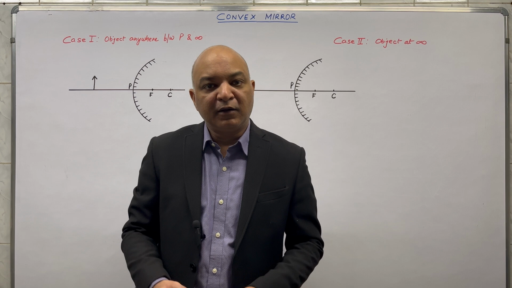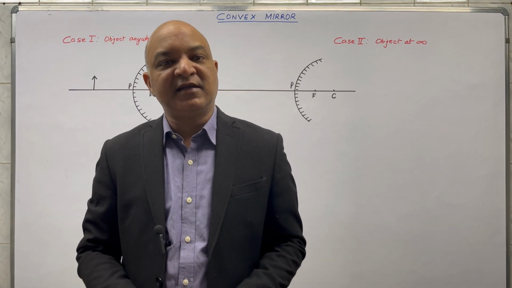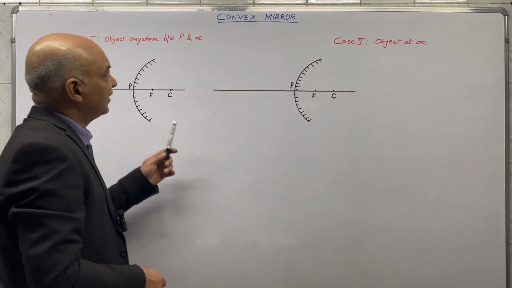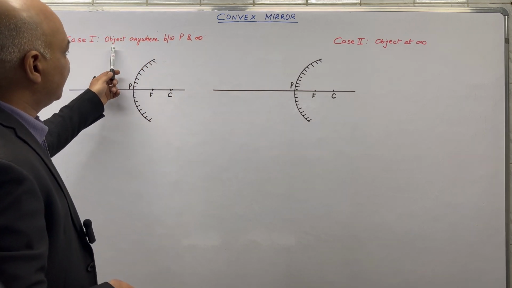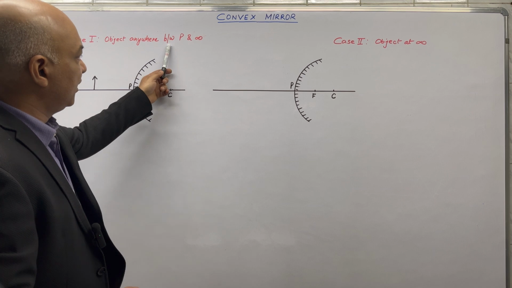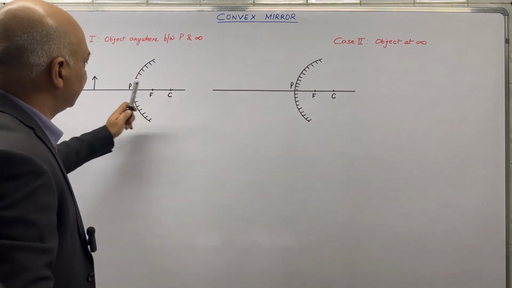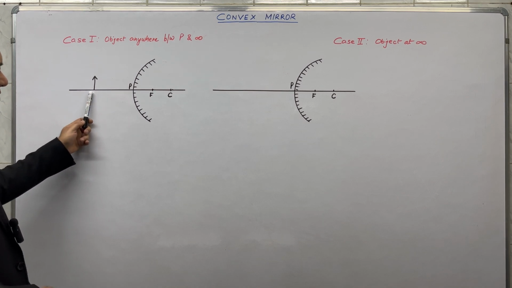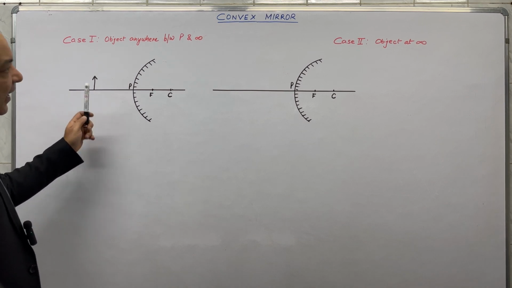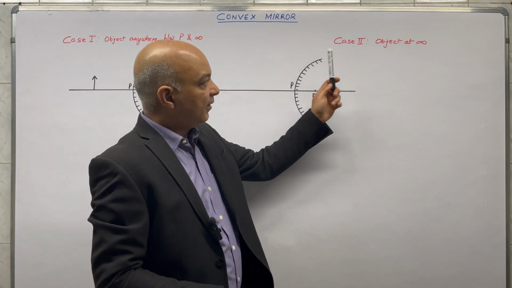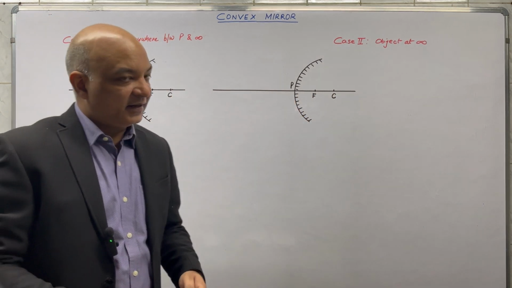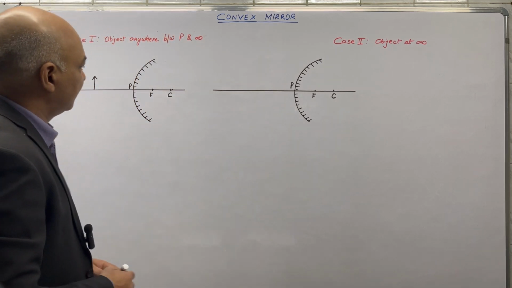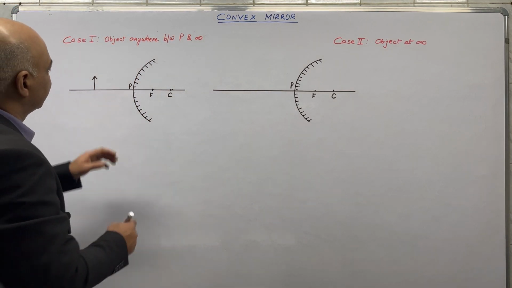Now, there are two possible cases which we can consider in case of convex mirror. One of the cases is when we keep the object anywhere between pole and infinity, that is, we will keep the object anywhere in front of the convex mirror. And in the second case, I am going to move the object at some farther place, that means at infinity. So let's see this case first.